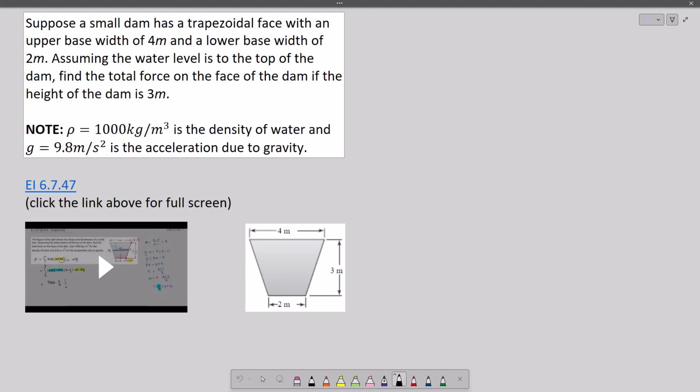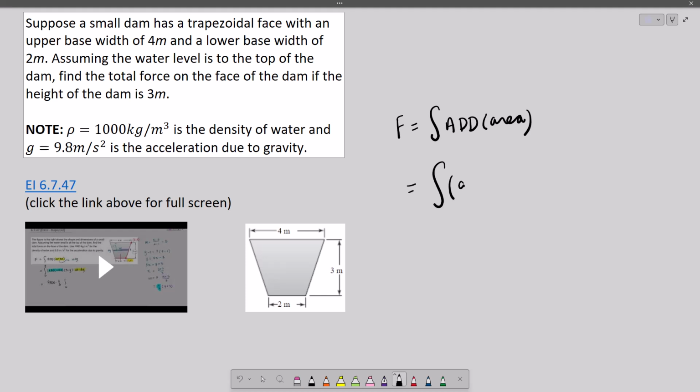So another one, we've got a trapezoidal dam. We want to find the force on it. The trapezoid has 4 as the upper base, 2 as the lower base, and the height of the dam is 3. Again, we're going to use our ADD area acronym. It's just shocking how simple this is. You don't have to think about all these complicated pieces of it. You just fill in the blanks, which is pretty cool.